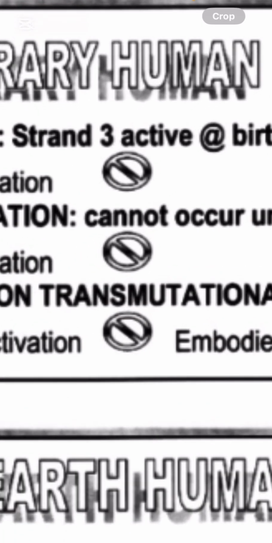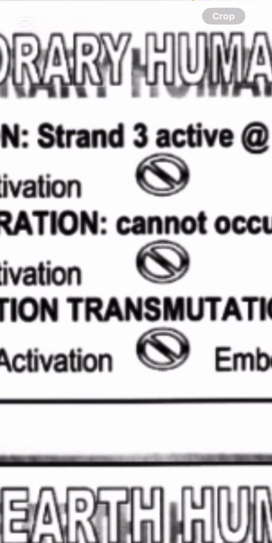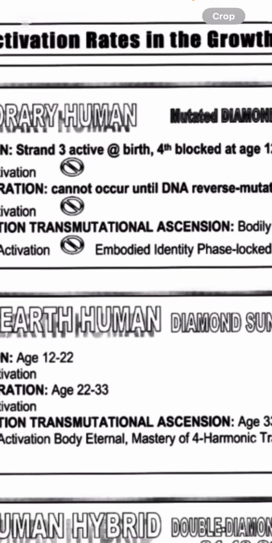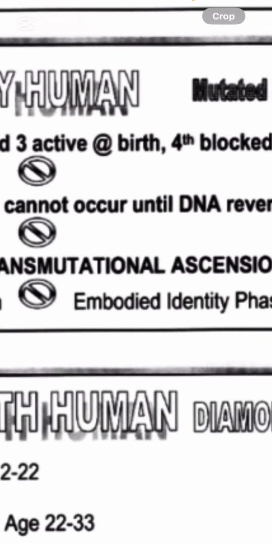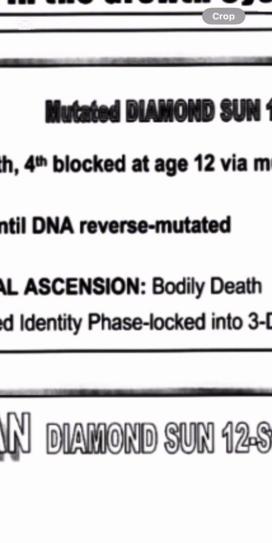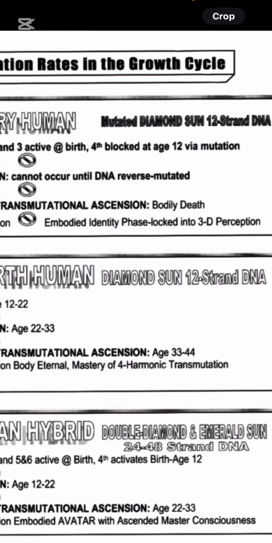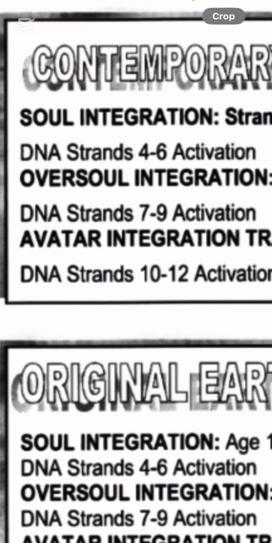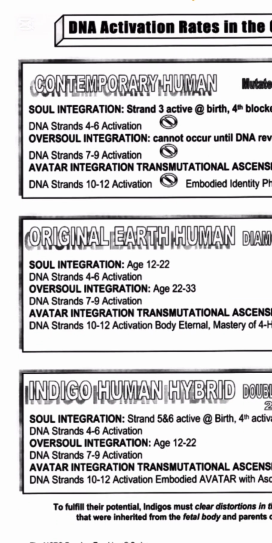So this is what it says. Okay, that is saving. Strand 3, that's my last recording. Strand 3 is activated at birth, at least for everybody. But it says the fourth is blocked at age 12, via mutation. So the goal here is to work on our 4th to 6th DNA strands. From birth, this is what we're doing.